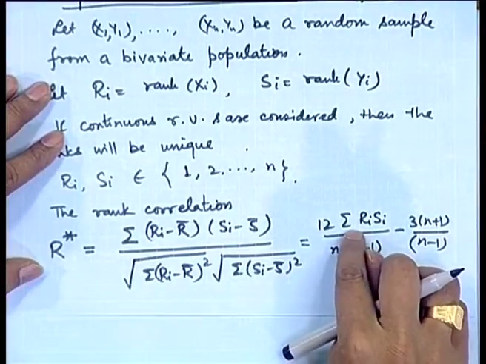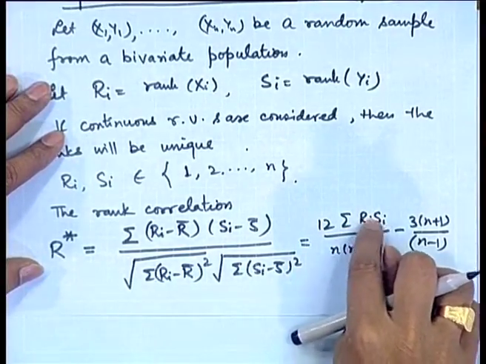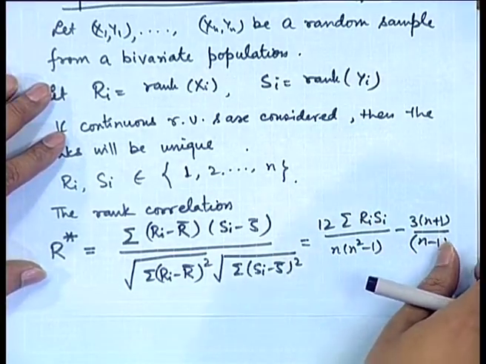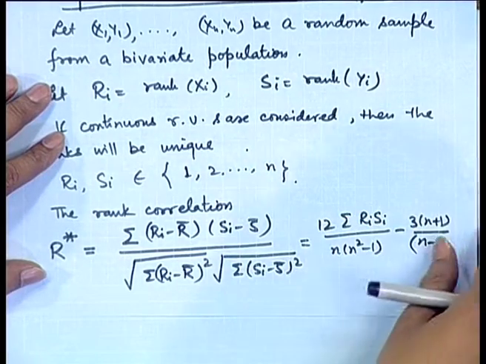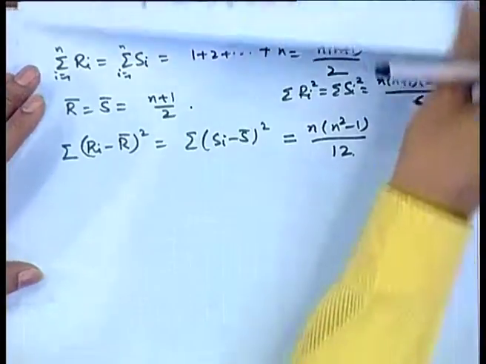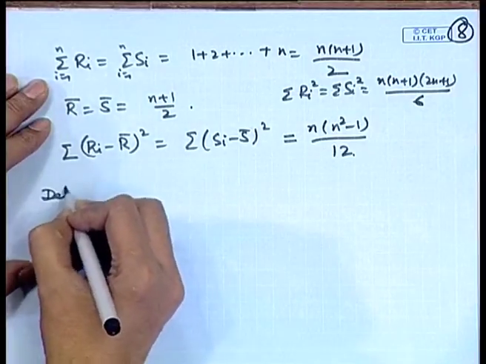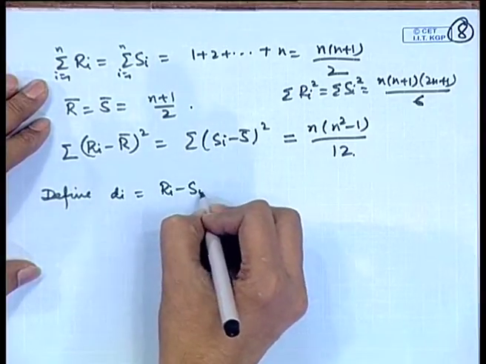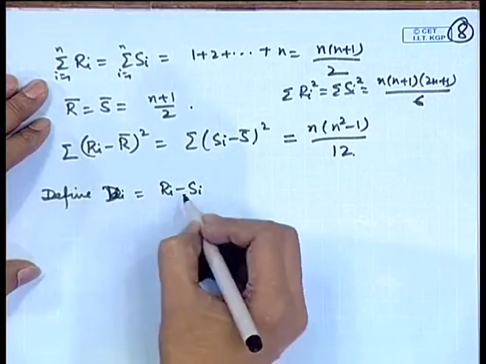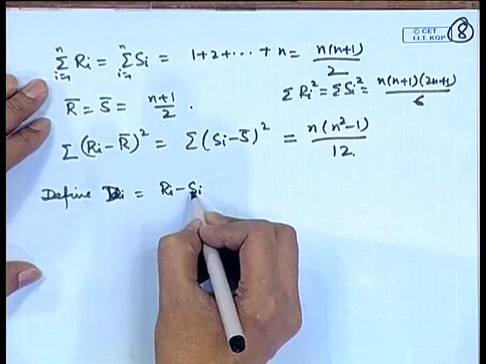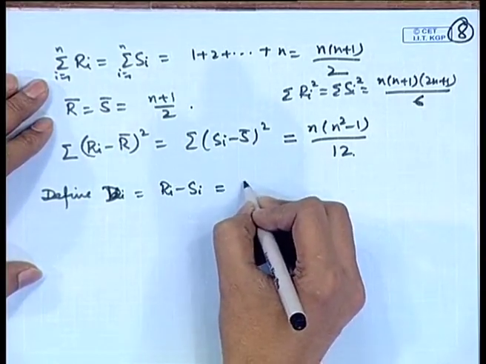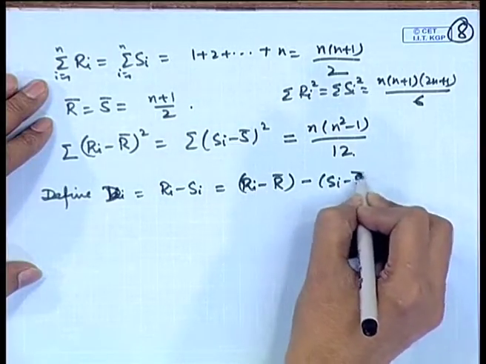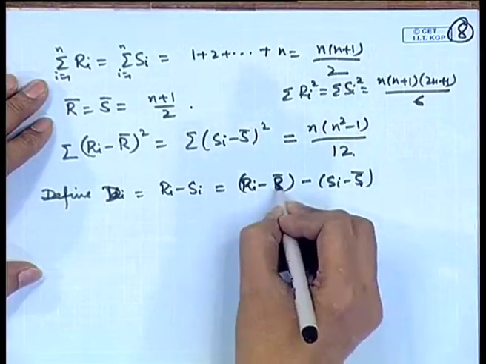Now, one can calculate sigma RiSi, that is the product of the ranks, and substitute here, but there is a simplified procedure for this which I will be developing now. You define, say, Di, let me write capital Di, to be the differences in the ranks, Ri minus Si. So, this of course, you can write as (Ri minus R bar) minus (Si minus S bar), because R bar and S bar are the same. So, they will cancel out.